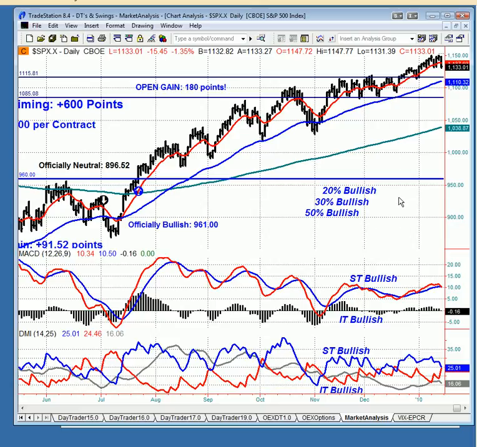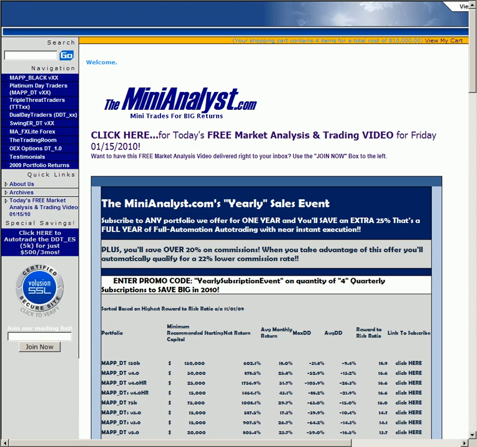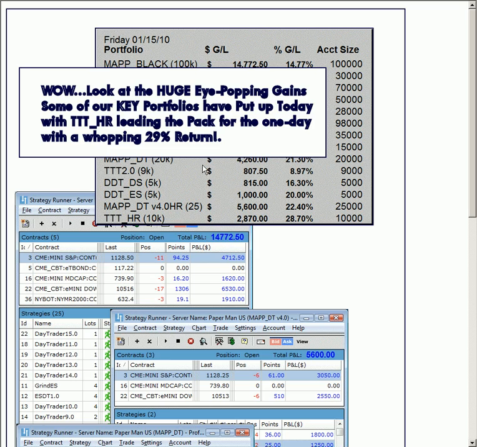So speaking of which, how have our portfolios done? Certainly today, are they taking advantage of the directional move that we've seen today? Well, yes, they are. Huge, eye-popping gains today.